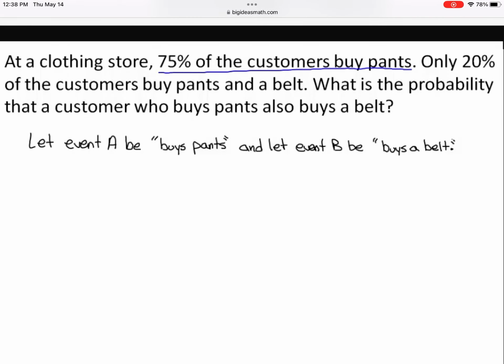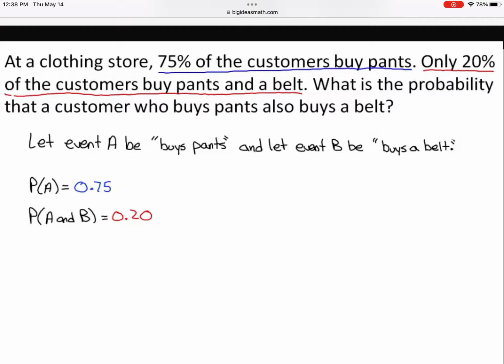Because 75% of the customers buy pants, the probability of A equals 0.75. Because 20% of the customers buy pants and a belt, the probability of A and B equals 0.20. Next, find the probability of B given A. First, write the formula for conditional probability. The probability of B given A equals the probability of A and B divided by the probability of A.